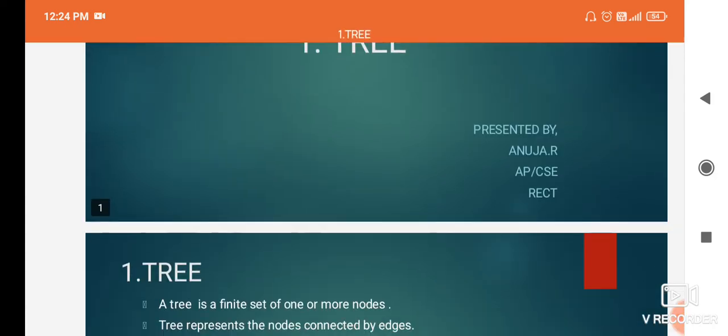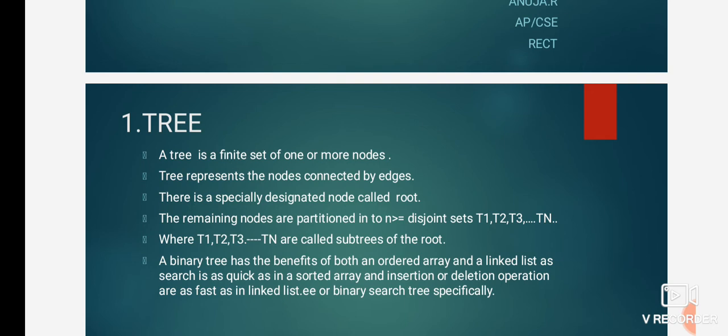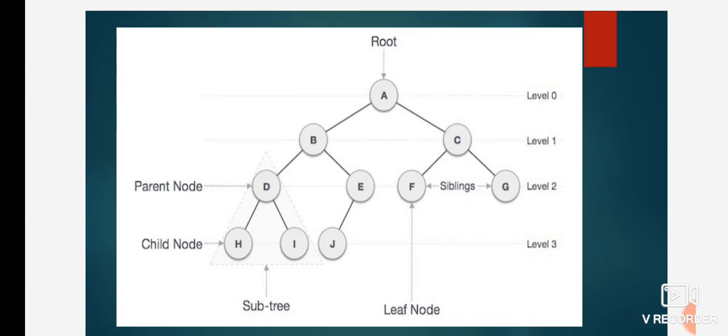Unit 4 Tree. First, the definition of a tree. A tree is a finite set of one or more nodes, and the tree represents the nodes connected by edges. Then there is a specially designated node called the root. The remaining nodes are partitioned into n greater than or equal to 0 disjoint sets, that is T1, T2, T3 up to Tn. T1, T2, T3 and Tn are called subtrees of the root. So this is the basic structure of a tree.